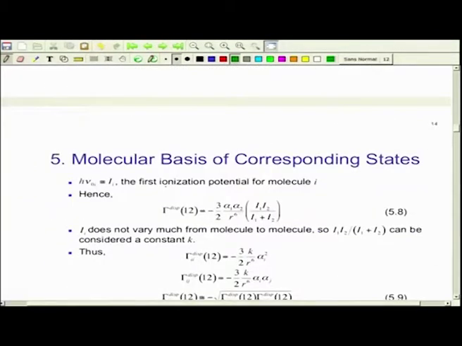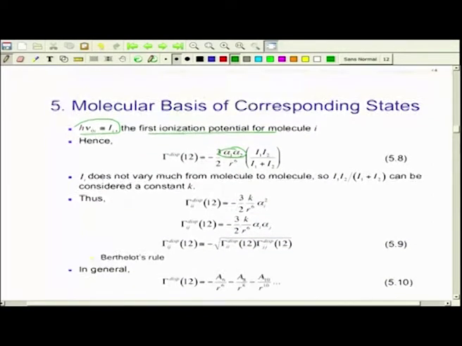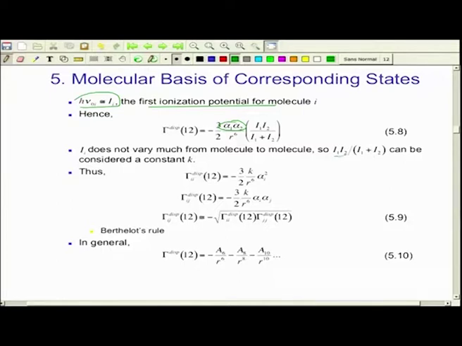Okay, so how do we simplify this expression? We approximate this h nu by I, the first ionization potential of the molecule. Thus this expression turns out to be I1 I2 divided by I1 plus I2, times the polarizability. Typically the ionization potential does not vary much from molecule to molecule, so we can consider it to be a constant K. For the case of the same molecule, it will be 3K divided by 2R6 alpha I squared.